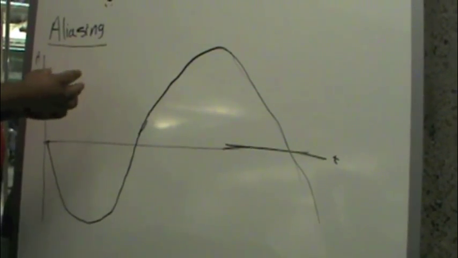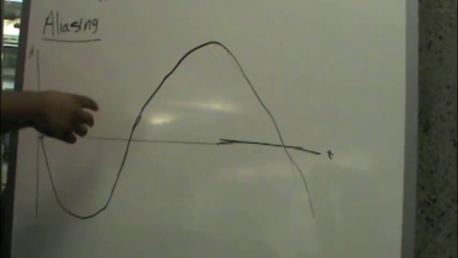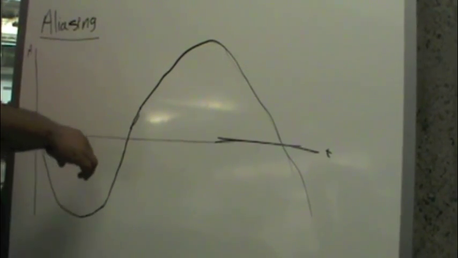So you try to keep the sampling rate high enough to make sure you do not get something like this.